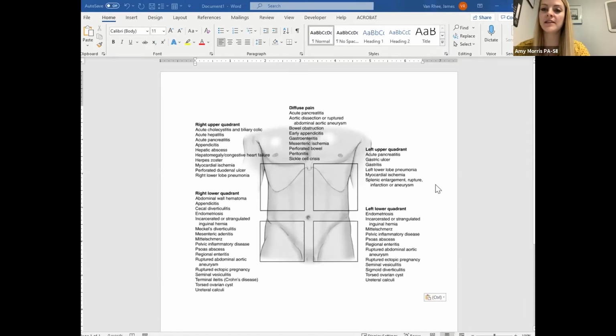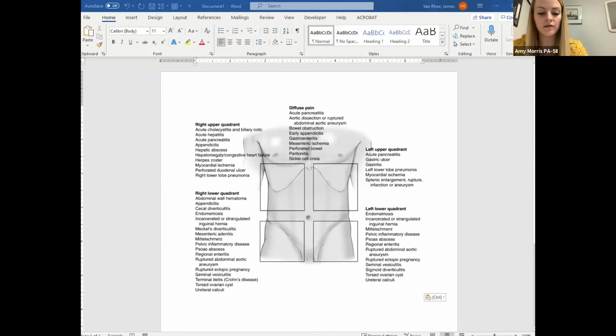And we can use our anatomy to help us rule in or rule out specific diagnoses when we're looking at our abdominal cavity. So we have a right upper quadrant, and here we have listed several things that are in this right upper quadrant and things that can be causative agents. And then we also have listed in all the other quadrants as well. So we have appendicitis down in the right lower quadrant, and that's where his pain is.